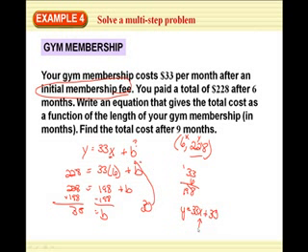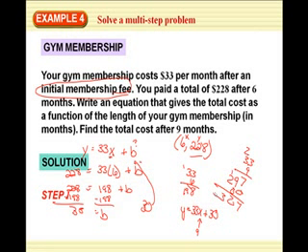So then they want to know what's our cost after 9 months. So we'll substitute a 9 in right there. So 33 times 9 plus 30 would be $327. So let's see how they approached it.